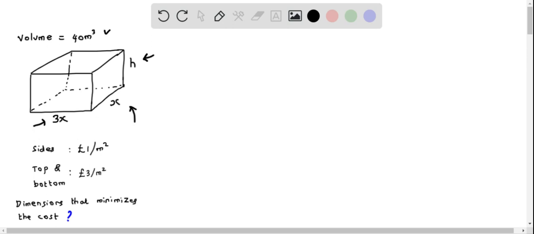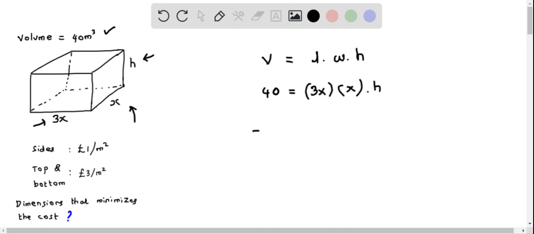We're also told that the volume of the box is 40 meter cube. So first we write the expression for volume. Volume equals length times width times height of the box. We now write the expression for length. Length is 3x times width is x, and then multiplied by h, that is the height of the box. And this is given as 40 meter cube, so I put 40 for volume.